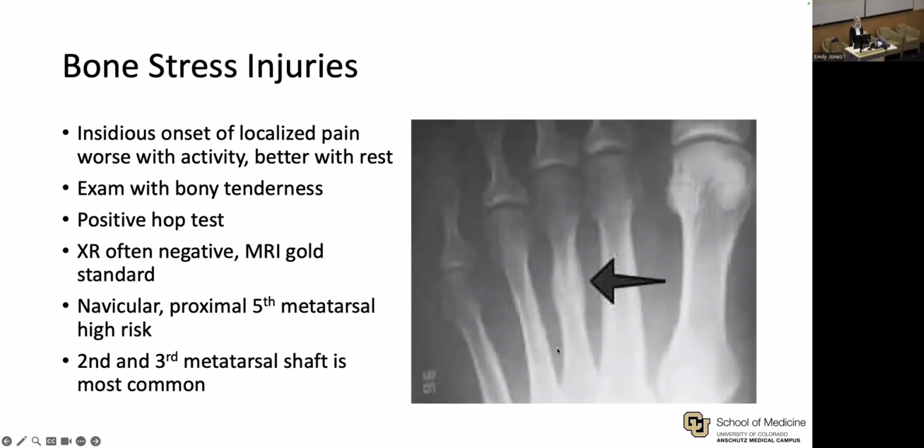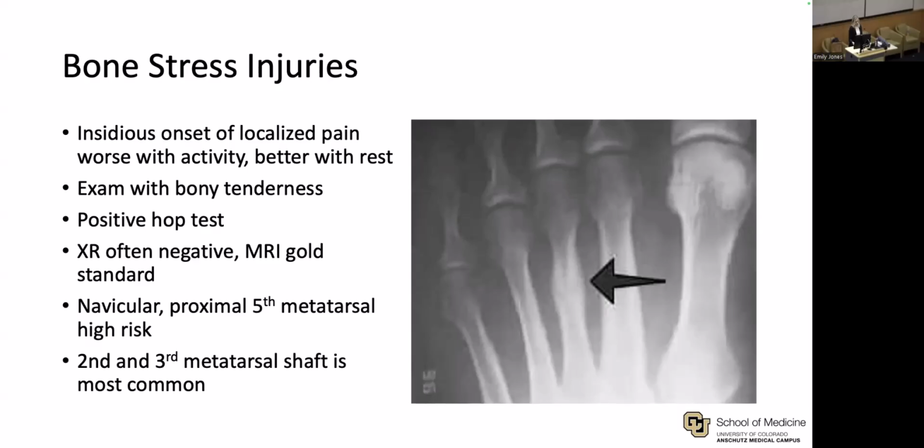He had been running on it for quite some time. And if the x-ray is negative, you still suspect a stress fracture, then MRI is the gold standard. The third and second metatarsal shafts are the most common places to get stress fractures in the foot. But the navicular and the proximal fifth metatarsal are the ones to know about, because those are higher risk. They don't heal as well, and so those need to be managed more conservatively. I usually make them non-weight bearing for a period of time.